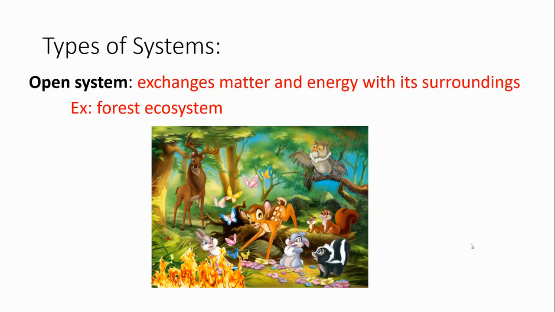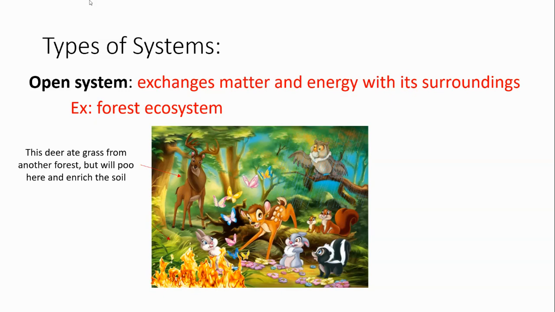So types of systems, an open system. So an open system exchanges matter and energy with the surroundings. So my example, I took this Disney photo and I added some rain and fire and things, and I'm going to show you all these different ways that matter and energy are exchanged. So an open system doesn't have a defined boundary.